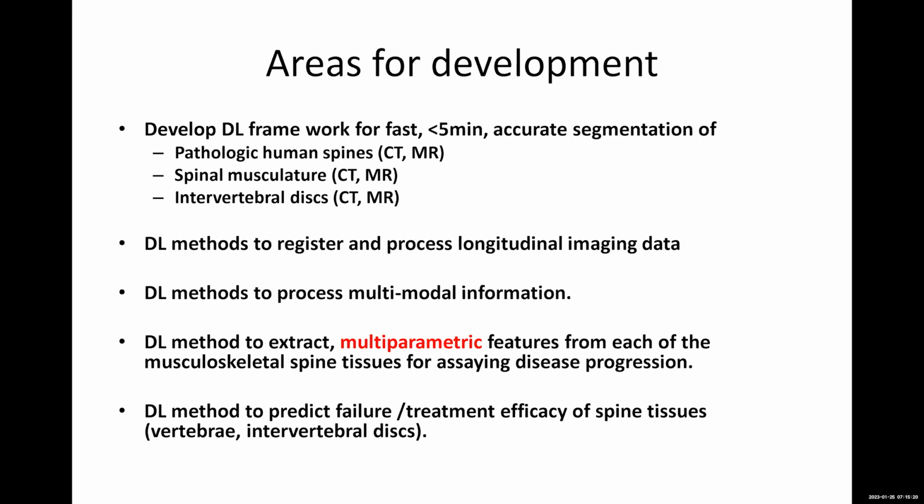So ultimately, what we want to do is develop DL methods because we're getting excited about the whole thing. So, A, to do accurate segmentation, to register and process longitudinal image data, process multimodal information, CT, MR, PET CT, bring them all together and try to get combined information. And from that, really extract multi-parametric features to get a much better prediction of how to assay disease progression in these patients, and then use the DL method to predict failure, treatment efficacy in spinal tissues.